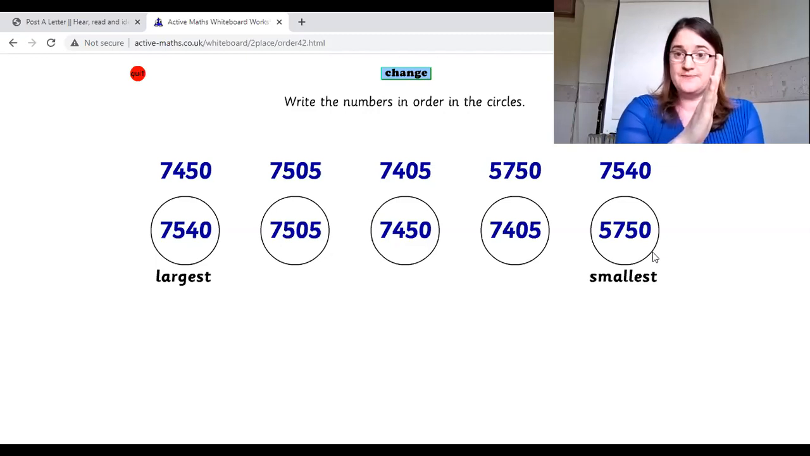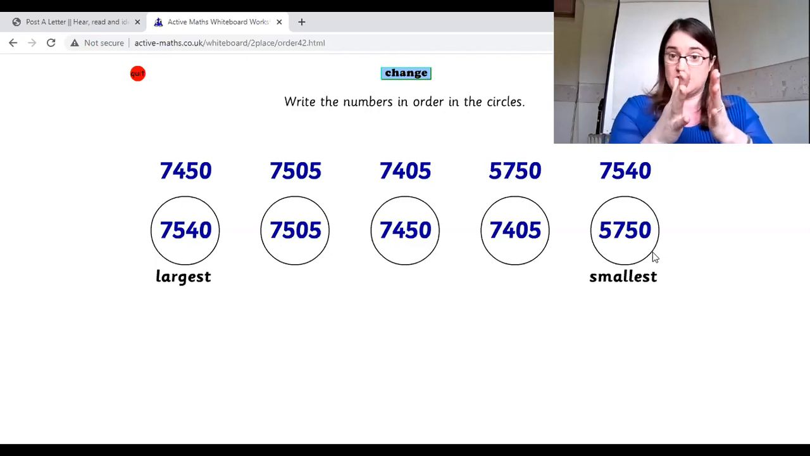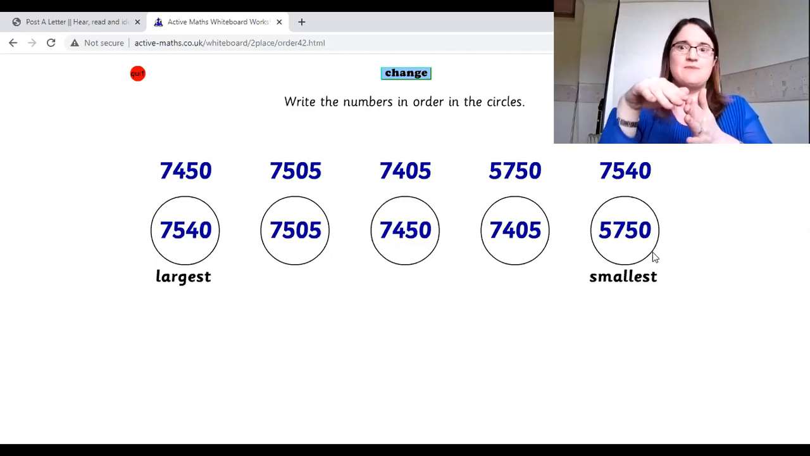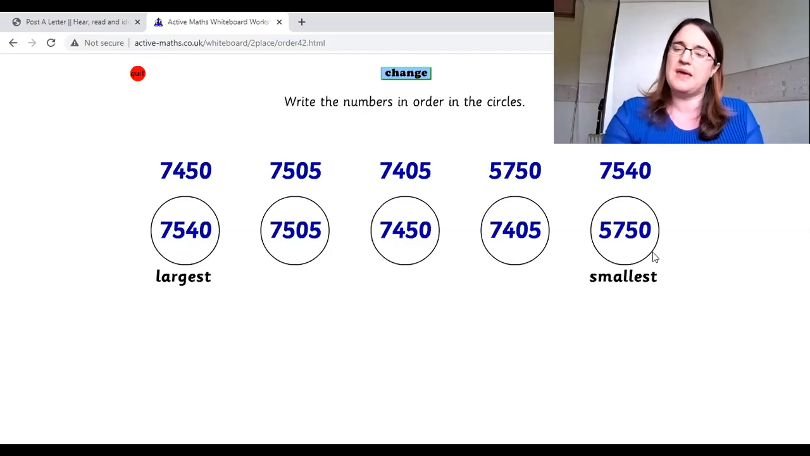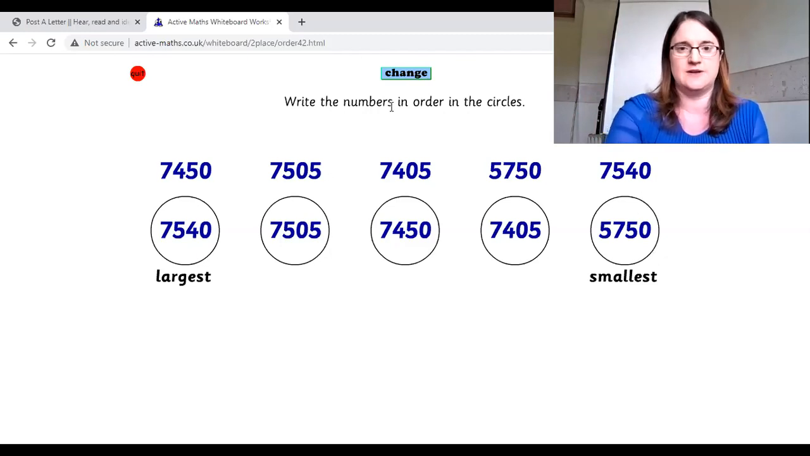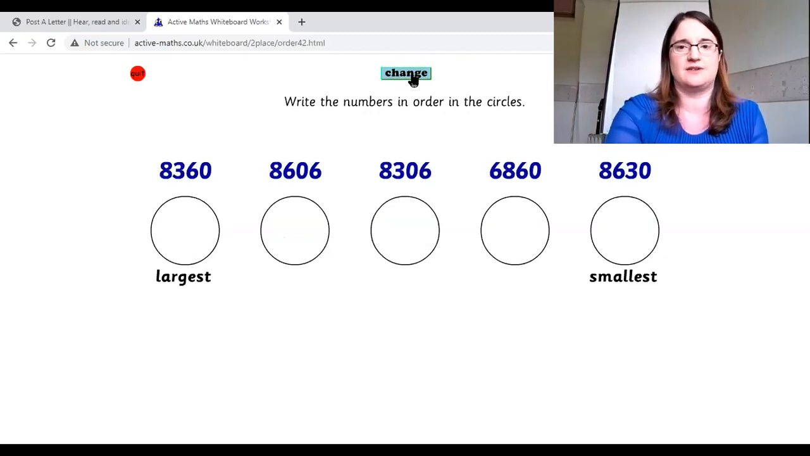So we're looking at 1 digit at a time. Start with the thousands. If you have 2 numbers where the thousands is the same, you then need to check the hundreds. If you have the hundreds the same, you might need to look at the tens. And if the tens are the same, you might need to look at the units. But you always start with the biggest value digit first. Let's have another go together.